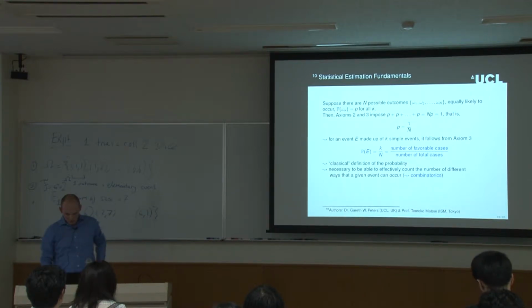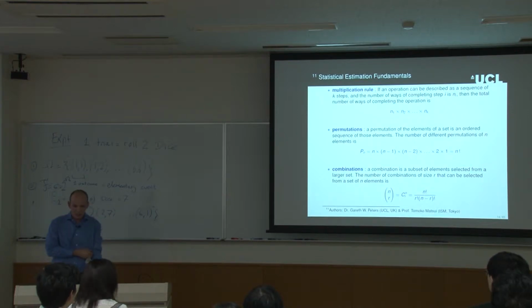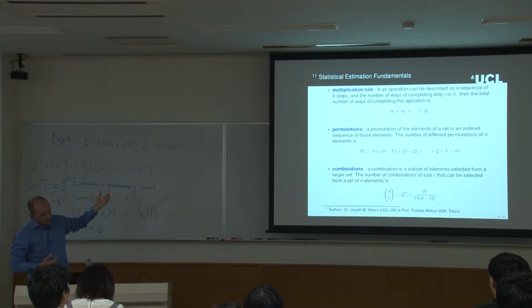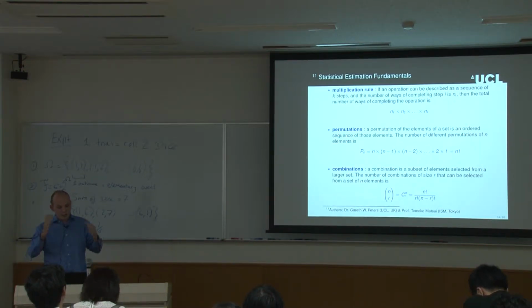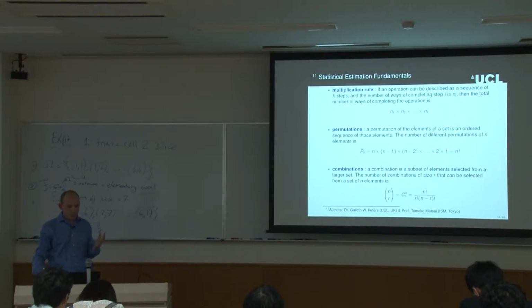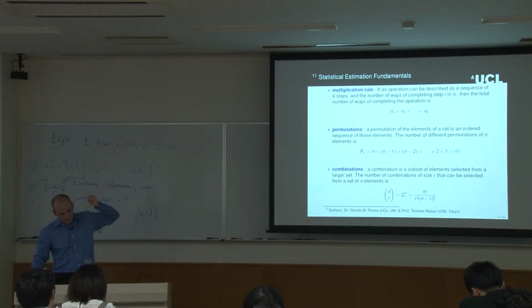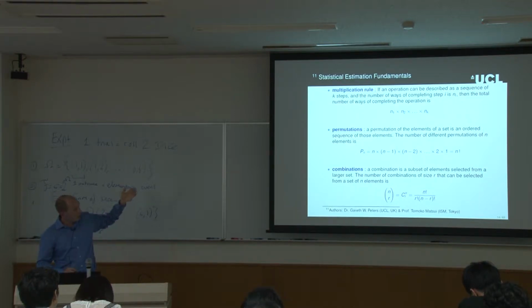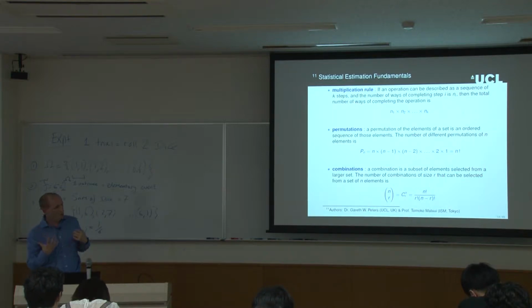And in order to work with this, you need to have some understanding of combinatorics, which is just a simple set of ideas. First, the multiplication rule: if an operation can be described as a sequence of k steps, and the number of ways of completing step i is ni, then you just multiply the possible ways at each step, so n1 multiplied by n2 up to nk. So that's the multiplication rule. Then permutations: arranging the elements of a set in an ordered sequence results in n factorial. So the number of different permutations, if you have n elements, is n multiplied by n minus 1 down to 1, so n factorial.